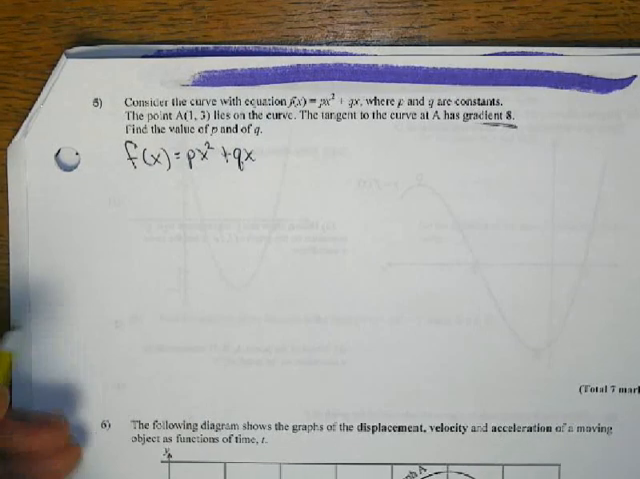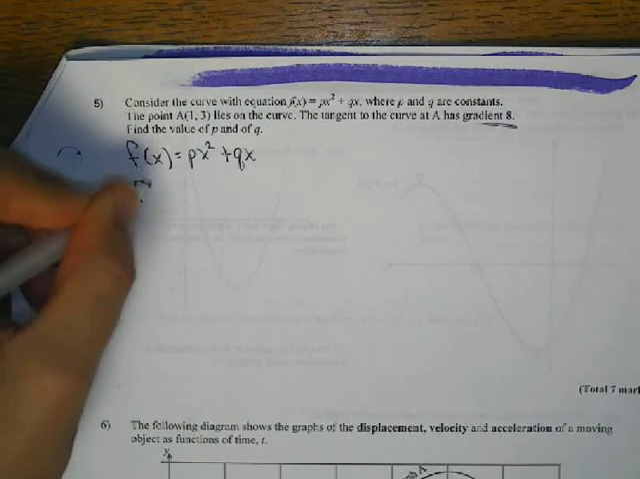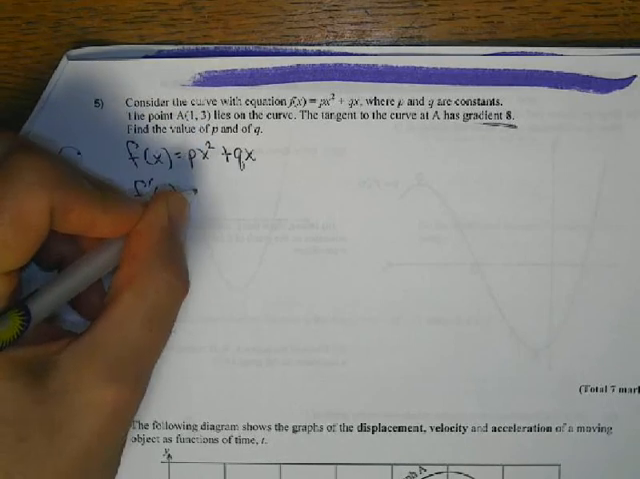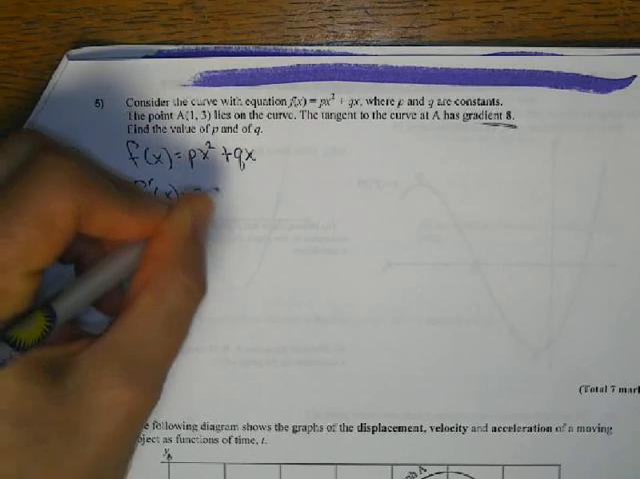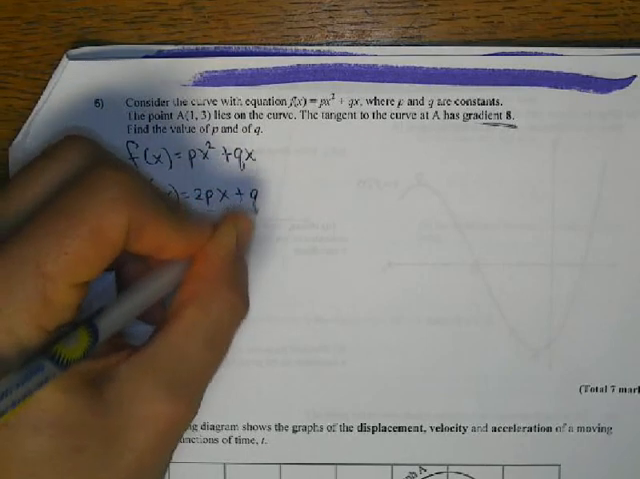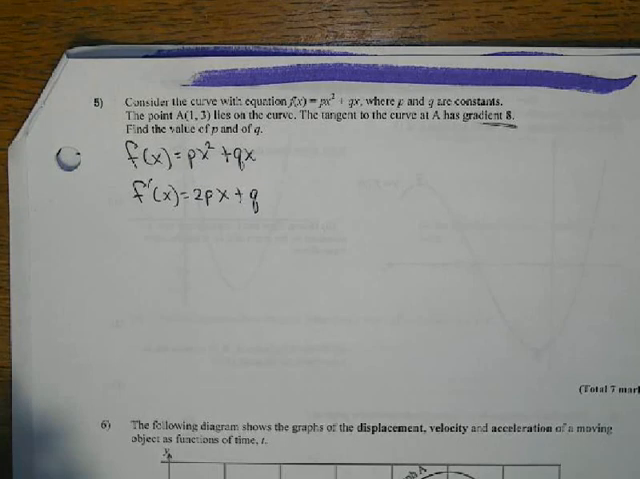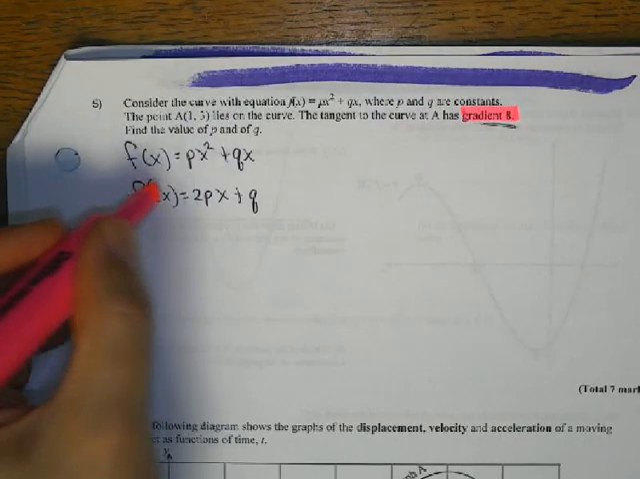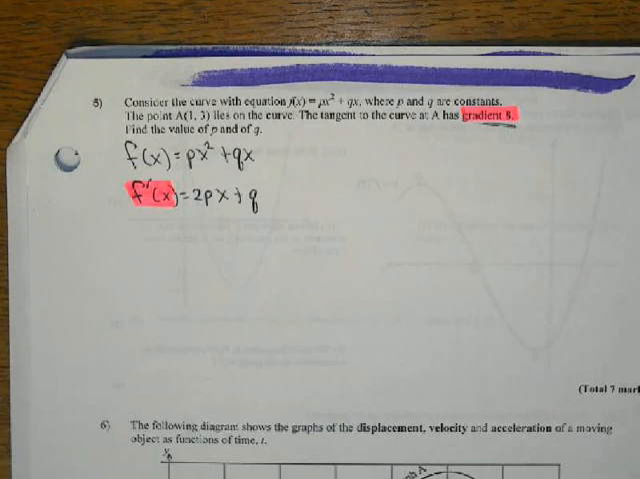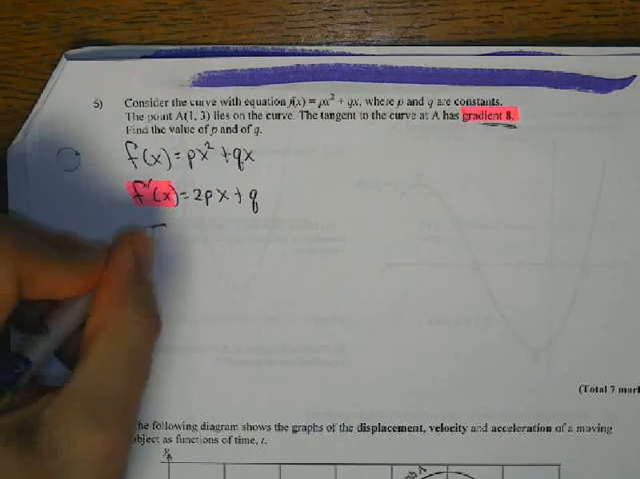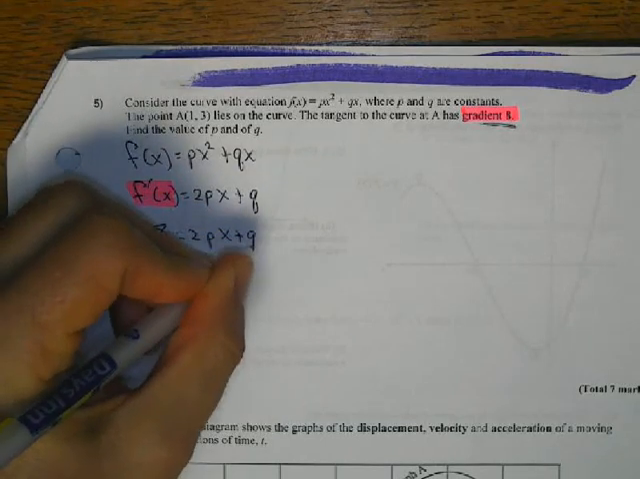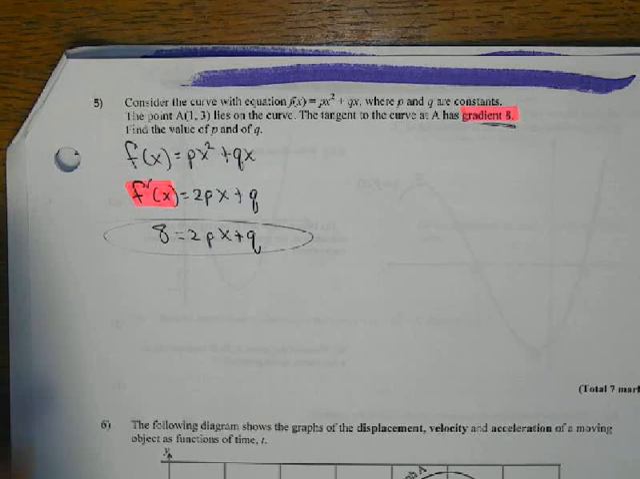Okay, so if I take the derivative of this, I get 2px plus q, and we were told that the derivative is going to be 8. Okay, so we're going to need to get two equations. So here's one of my equations.